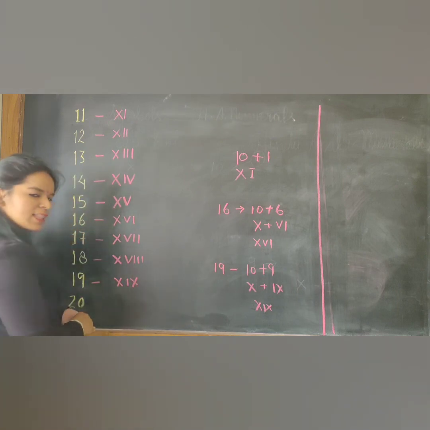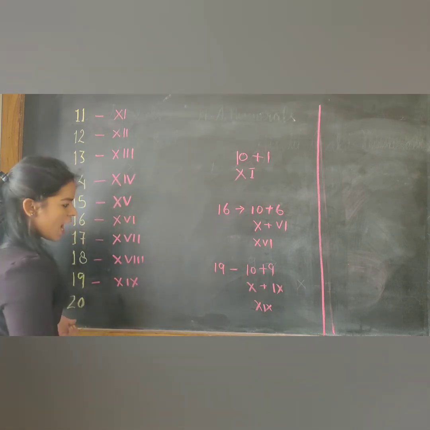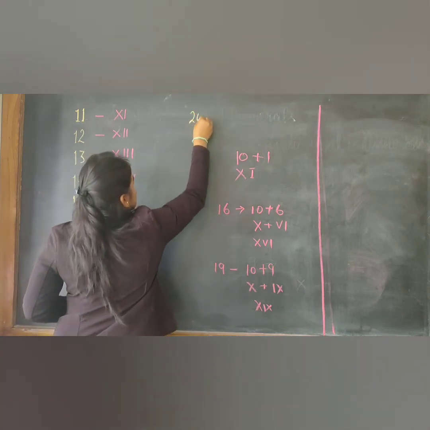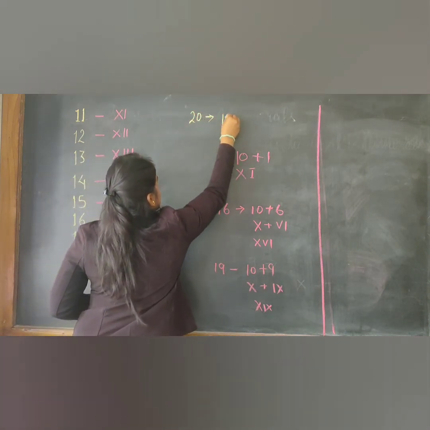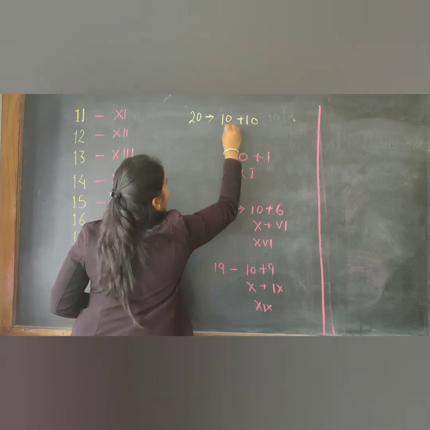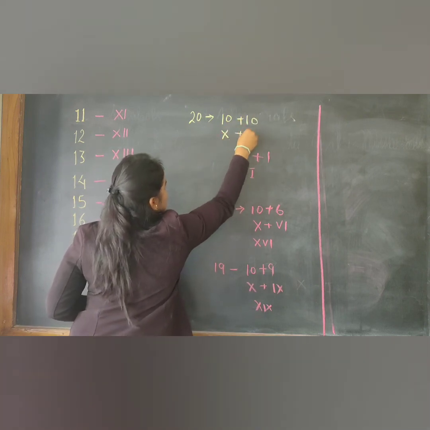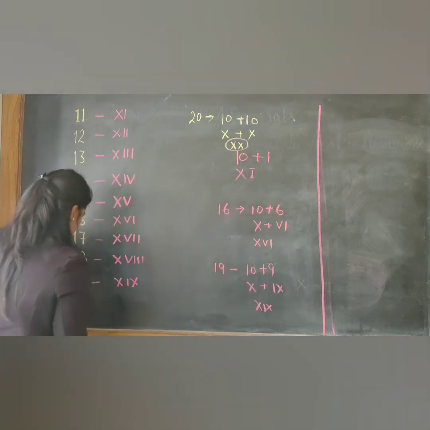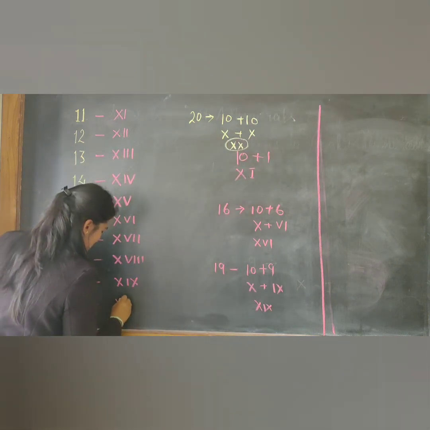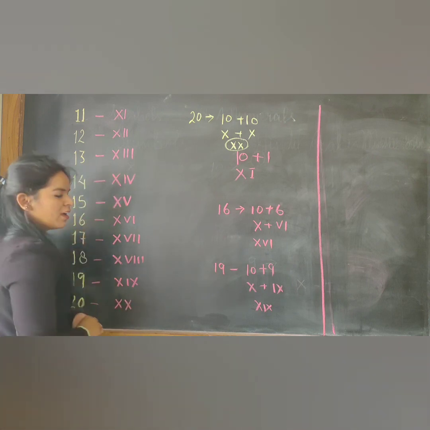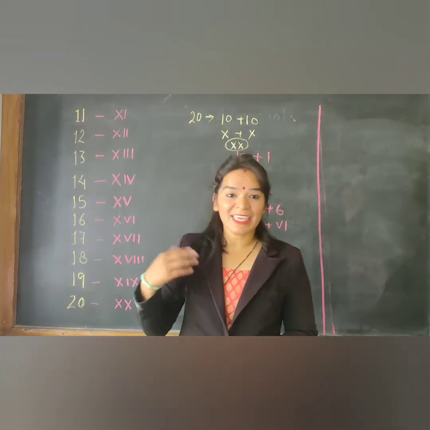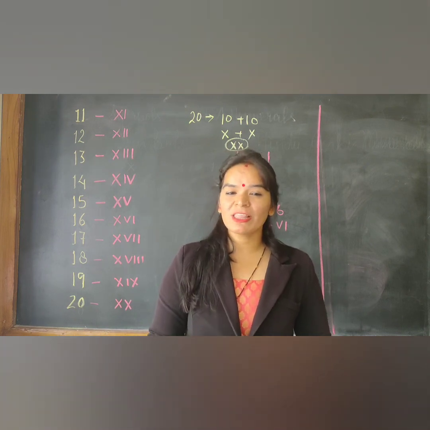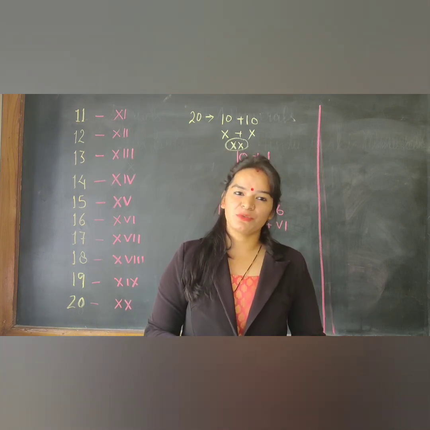So 19 is XIX. Now come to 20. How to write 20? So we know that 20 can be written like 10 plus 10, and this is X, this is again X, so it becomes XX for 20. So 20 is XX. So students, like that you can find out how to write all the Roman numerals.